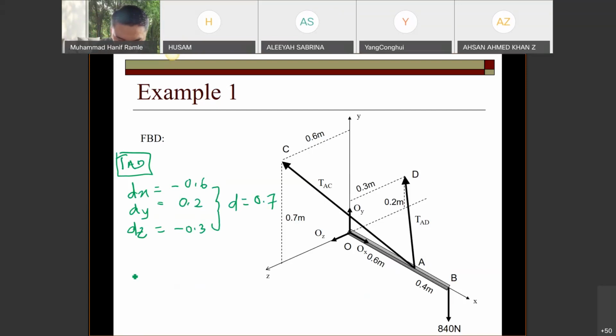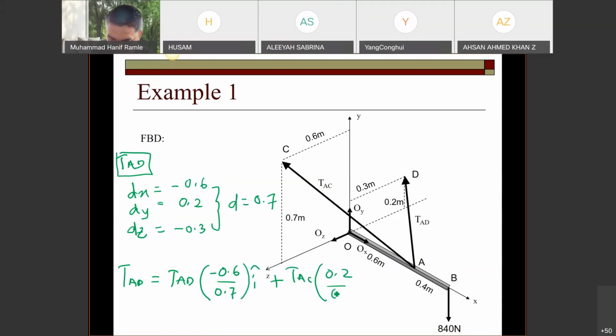So you can write down the TAD in terms of IJK form: negative 0.6 over 0.7 I, plus TAD times 0.2 over 0.7 J, plus TAD in brackets negative 0.3 over 0.7 K. This is your TAD in terms of IJK form. We got TAD and TAC.